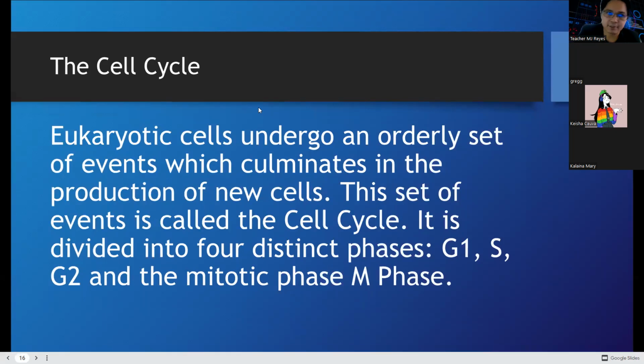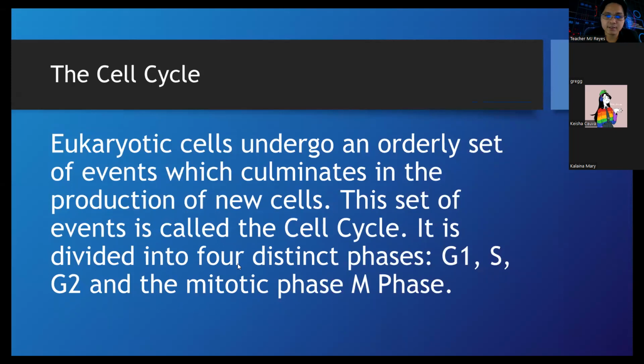Let's move now to the cell cycle. Eukaryotic cells undergo an orderly set of events which culminates in the production of new cells. The target of the cell cycle is the production of new cells. That is our main goal. This set of events is called the cell cycle. It is divided into 4 distinct phases: G1, S, G2, and of course the M phase or the mitotic phase.